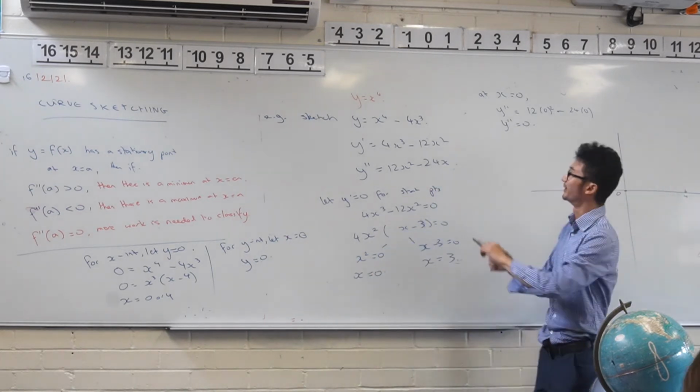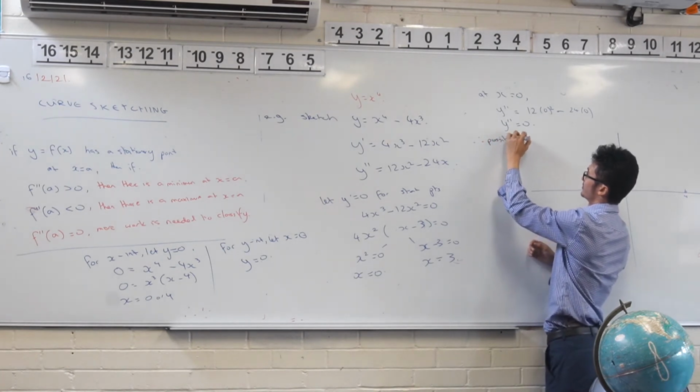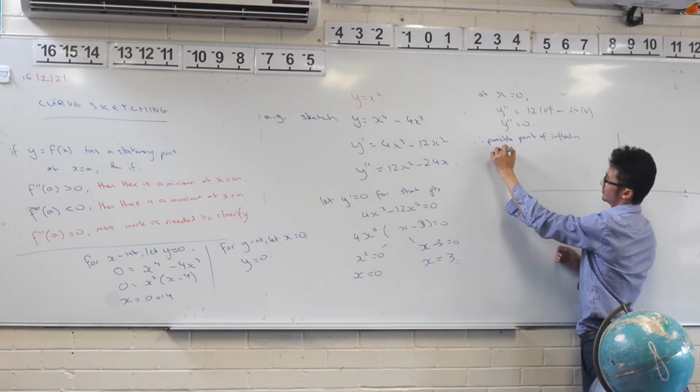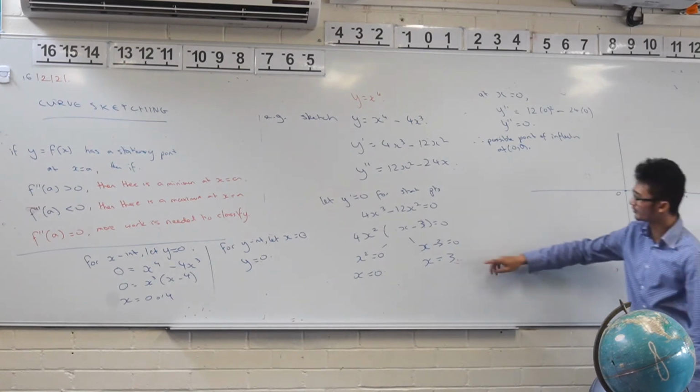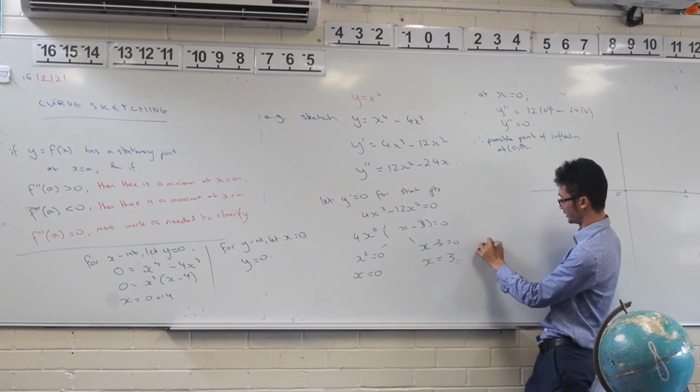It's a possible, yeah. Okay, so possible with no inflection. This one though, hopefully that will give us some more interesting results. So we can say at x equals 3.